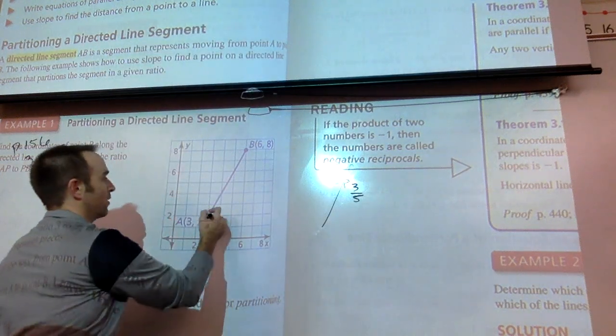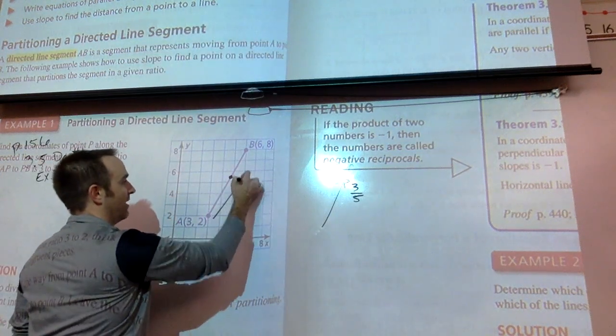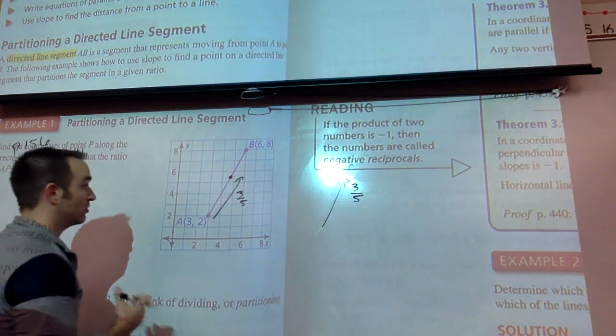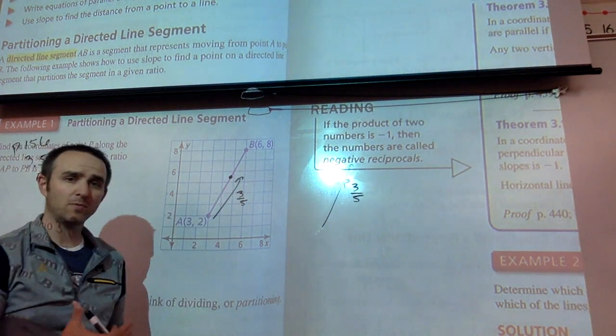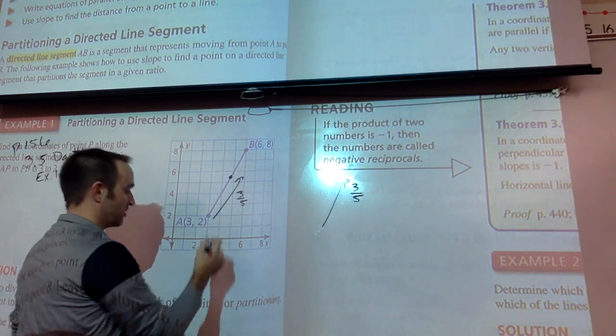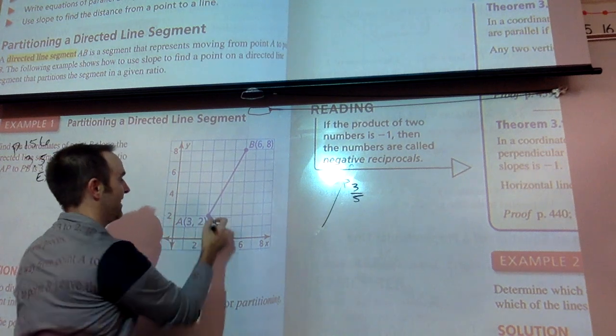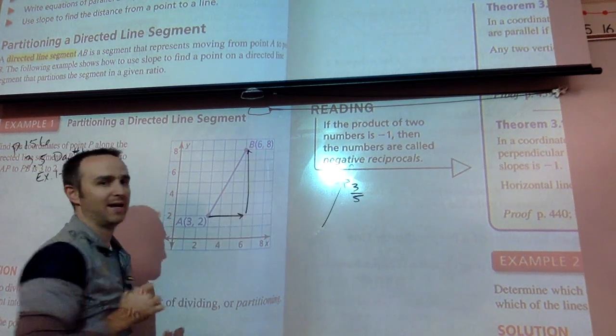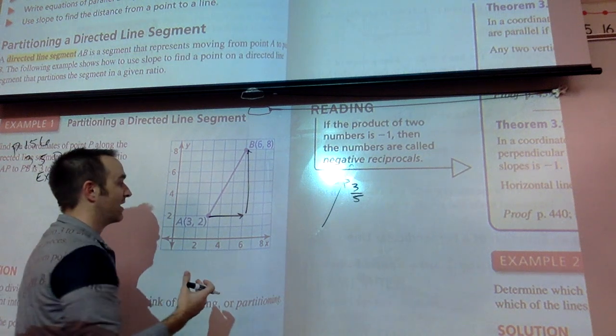Sorry about that. So we want it 3/5 of the way from A to B. What we're going to do is treat it like slope. It's related, but we need to know how much we're going over from A to B, and how much we're going up from A to B. So we're going to create that triangle.